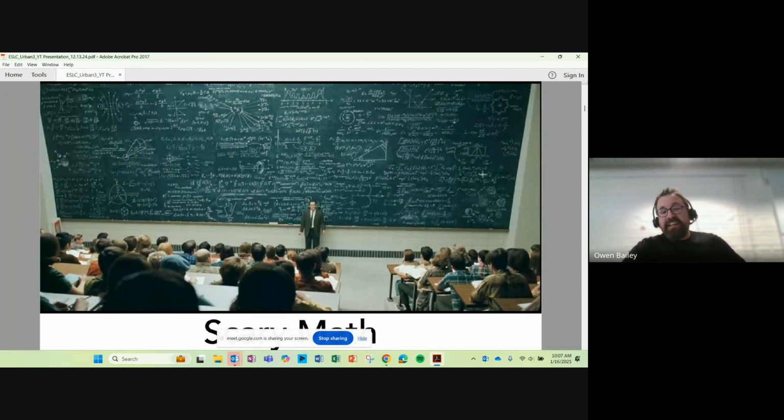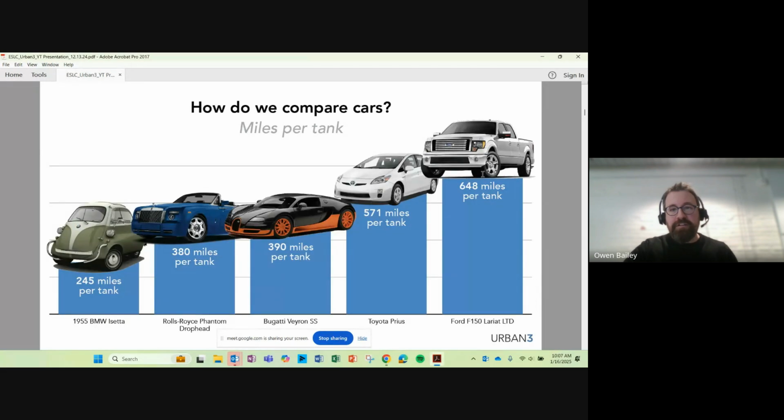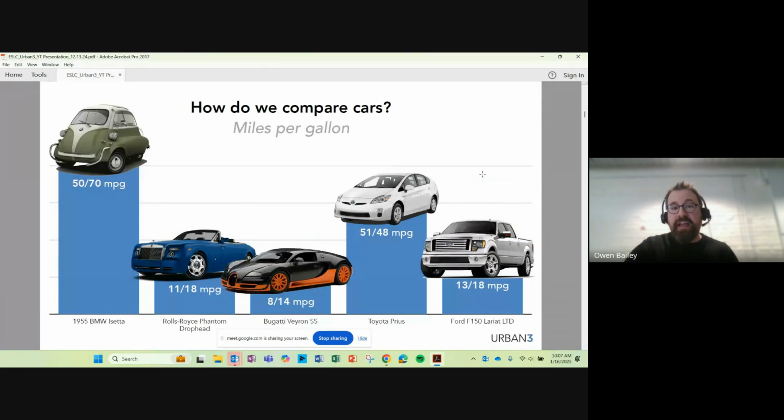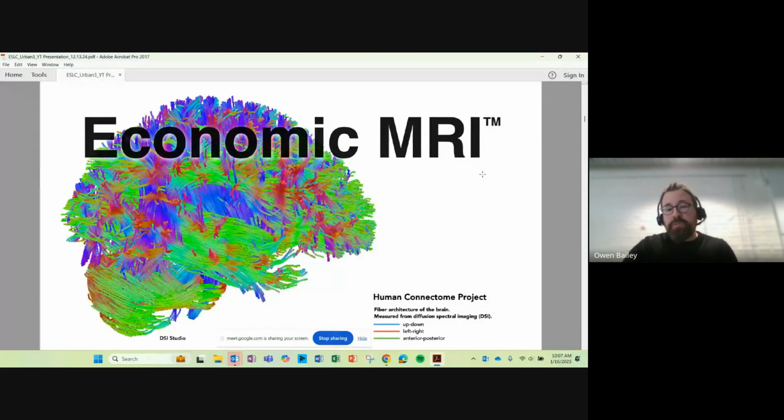Now, like I said, this is not scary math. This is all SDAT data. It's property tax revenues divided by acres. And if you think about it, it's sort of transitioning from what would be a miles per tank analysis on how we view development today and converting to a miles per gallon analysis, which we all know is how we measure cars today and measure their efficiency. And this becomes sort of an economic MRI for our communities.